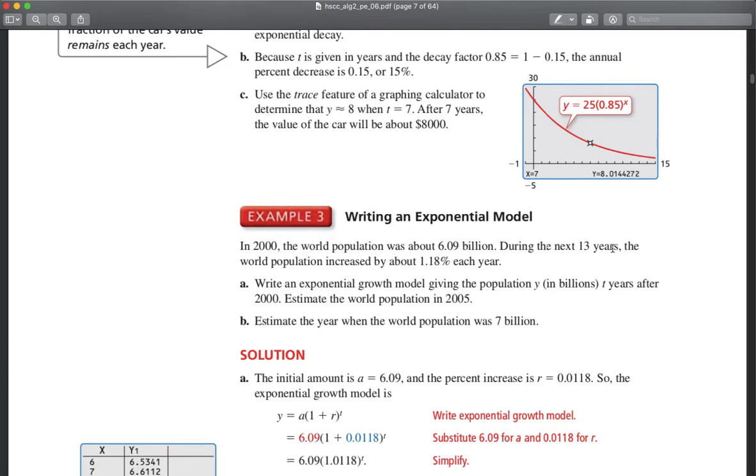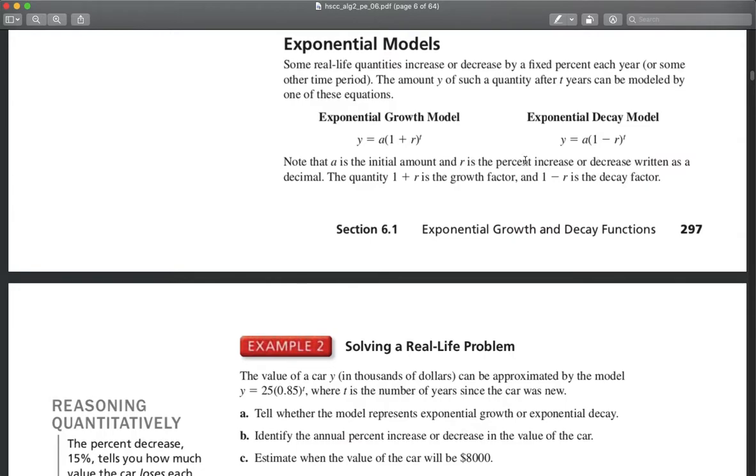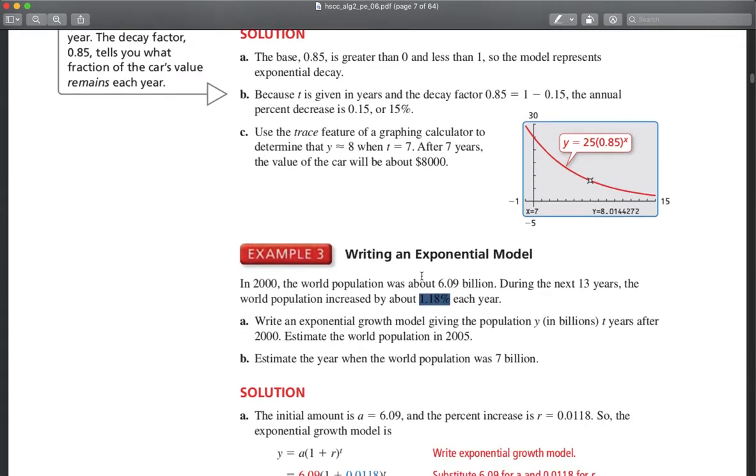Now, during the next 13 years, the world population increased by about 1.18% each year. So, this straight out percentage reminds you of percent increase, that r. So you can tell that the r value is going to be r equals 1.18%. Now, remember to always do this right away. When you get the percentage, you should change it already in decimal format. Now, one of the things that I said incorrectly is that wherever you have the percentage, you move 2 spaces to the left. You move a decimal 2 spaces to the left, and that's going to be your decimal.